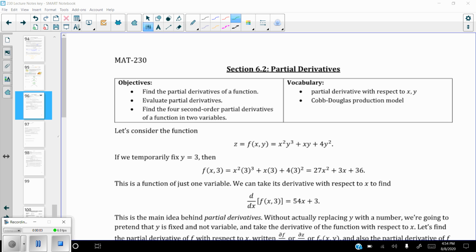Okay, section 6.2 is what's called partial derivatives. So our objectives are to find the partial derivatives of a function, evaluate partial derivatives, and then find the four second-order partial derivatives of a function in two variables. So our vocabulary is obviously partial derivatives with respect to x and y, and then this thing which is called a Cobb-Douglas production model. So what exactly is a partial derivative?